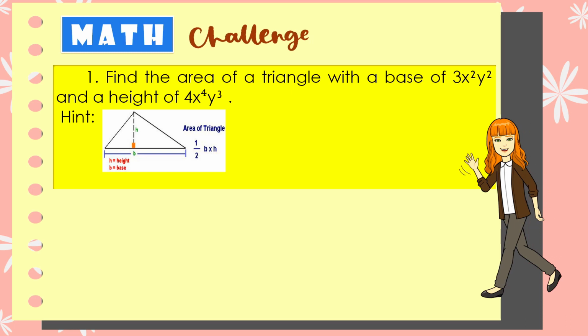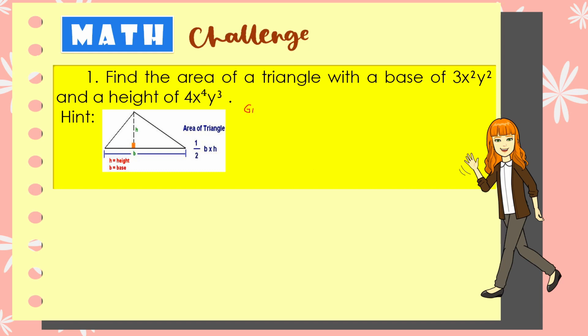Math challenge. Find the area of a triangle with a base of 3x squared y squared, and a height of 4x raised to the 4th power and y cubed. Hint: using the formula of the area of the triangle, it is 1/2 of base times the height. So, the line that is perpendicular is the height and the base is the distance of one of the sides of the triangle.